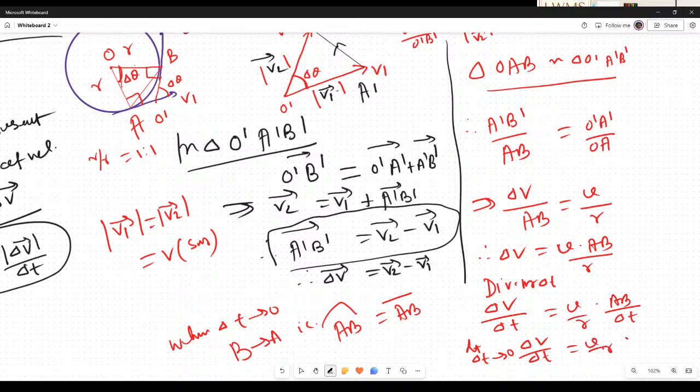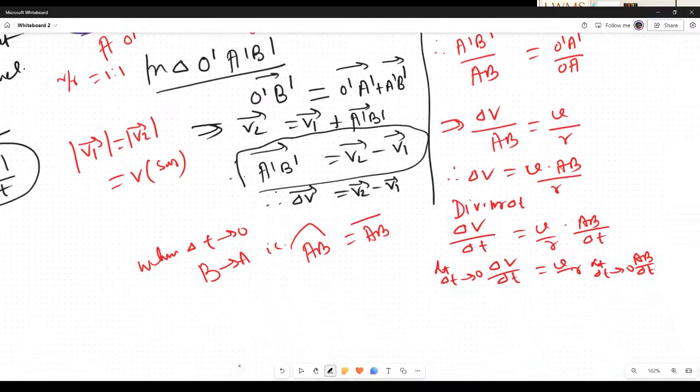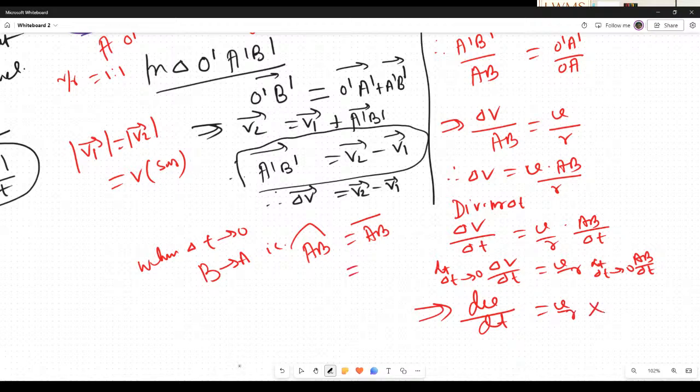and put delta T tending to 0 over there also. Okay? What is this thing? It is dV by dt, V by R, and what about this thing? This was chord AB, no? This is chord AB, but chord AB equals what? R delta theta. So write limit delta T tending to 0, R delta theta by delta T.